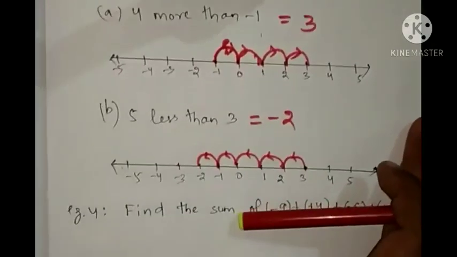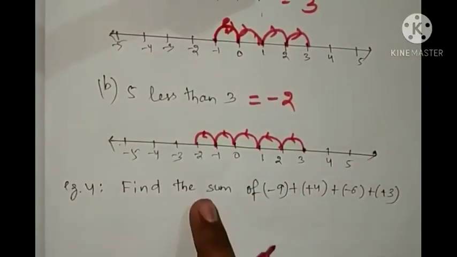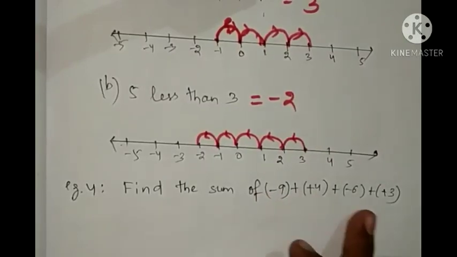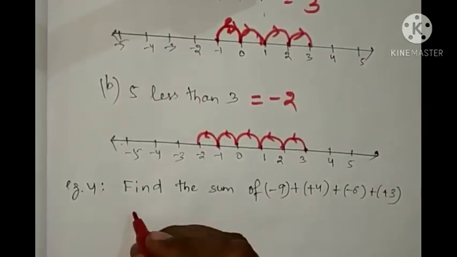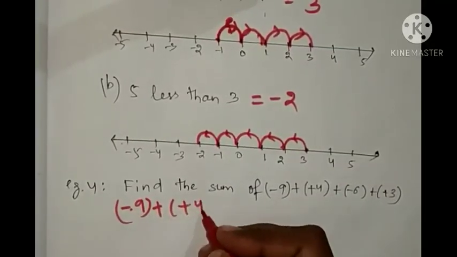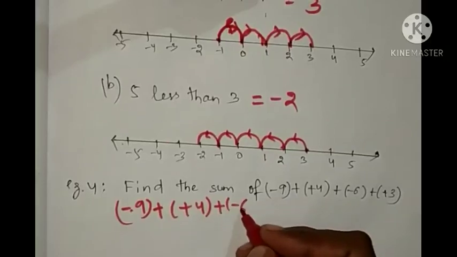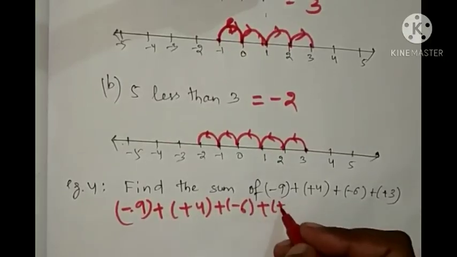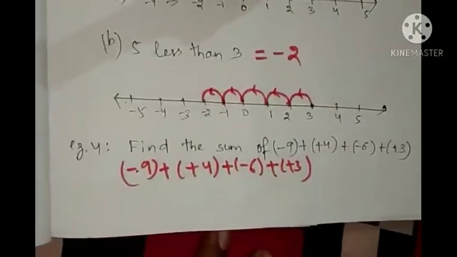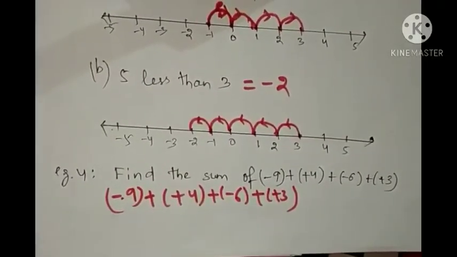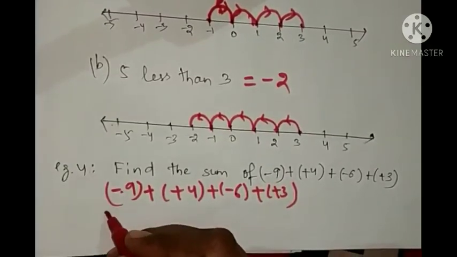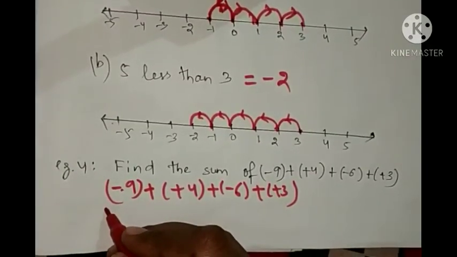Next example, look here. Find the sum of minus 9 plus 4 plus minus 6 plus 3. So what will you do? You will arrange all the numbers: positive integers on one side and negative integers on one side.